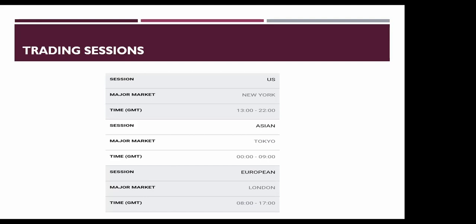But naturally, for us in this part of the world, it is best to trade within the London session, because the London session overlaps with the US session. So from 8 o'clock to 5 o'clock, that's the best time to trade as in Nigeria.